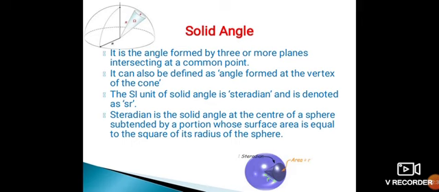Solid angle. It is the angle formed by 3 or more planes intersecting at a common point. It can also be defined as the angle formed at the vertex of the cone. The SI unit of solid angle is steradian and is denoted as sr. Steradian is the solid angle at the center of the sphere subtended by the portion whose surface area is equal to the square of the radius of the sphere.